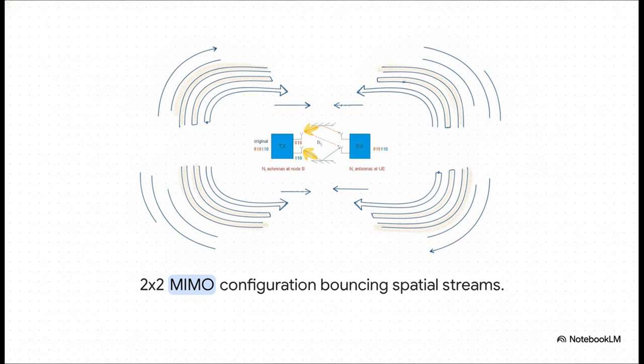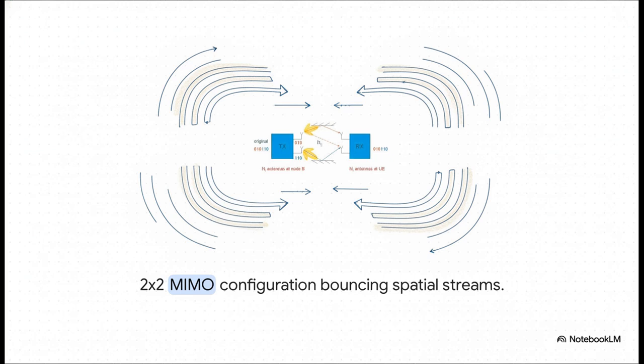The answer is MIMO, multiple input, multiple output. It basically acts like a multi-level highway, simultaneously bouncing multiple spatial streams to the exact same device. By using 2 or more antennas at the cell tower and 2 or more antennas inside your phone, the network can actually transmit entirely different data streams over the exact same frequency at the exact same time.